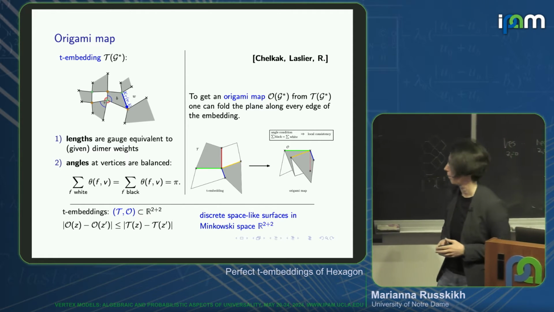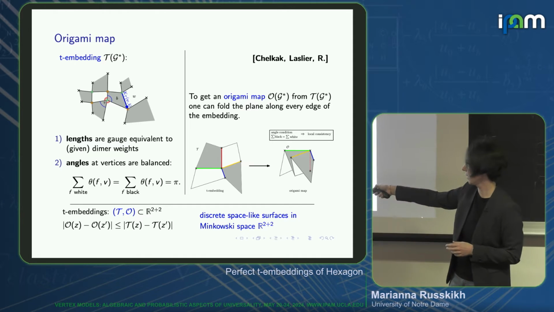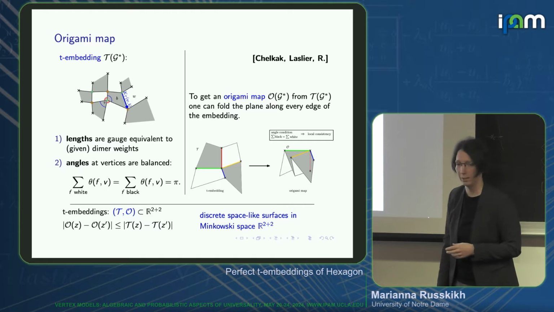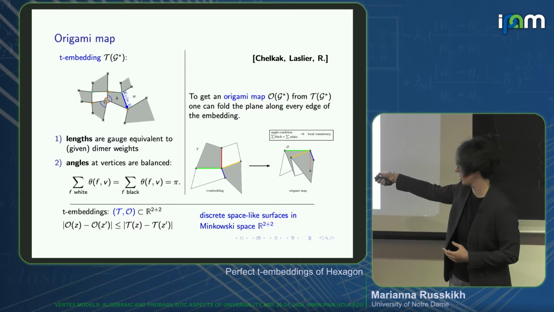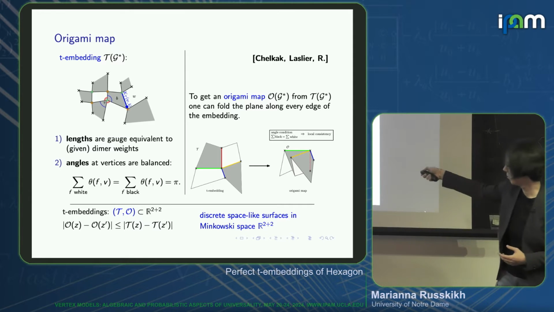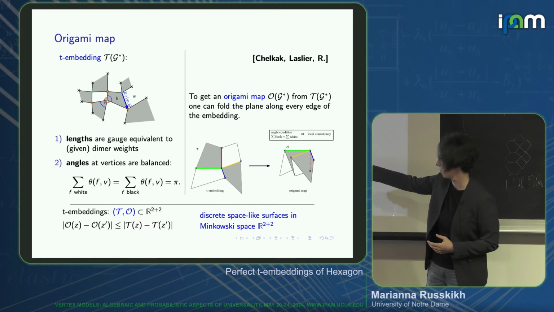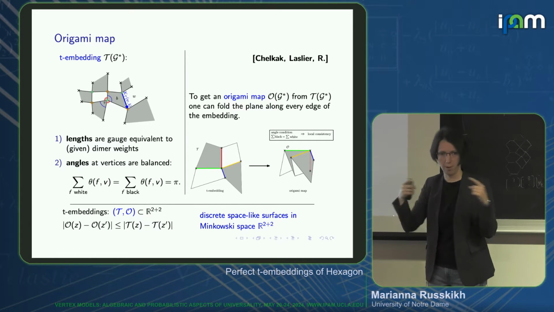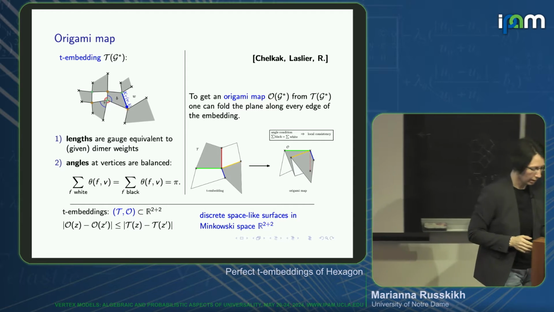So what is an origami map? Starting from a t-embedding, this angle condition allows us to do the origami with this. So you can literally fold the t-embedding along each edge. And what you get, we call the origami map. So now I take the positions of these vertices, which correspond to the position of these vertices, which remember were vertices of the dual graph in the beginning.